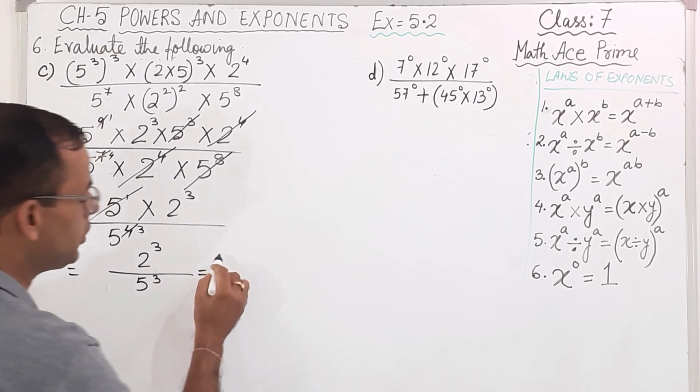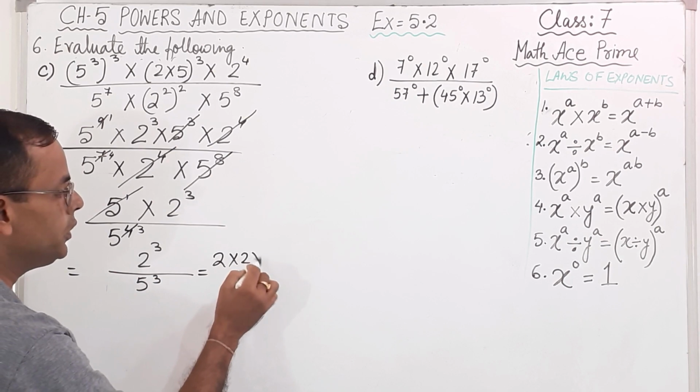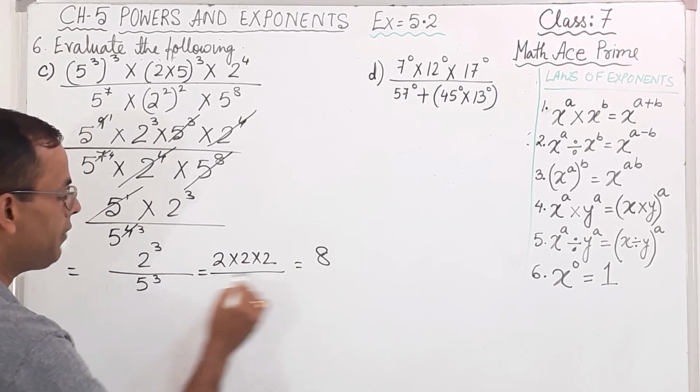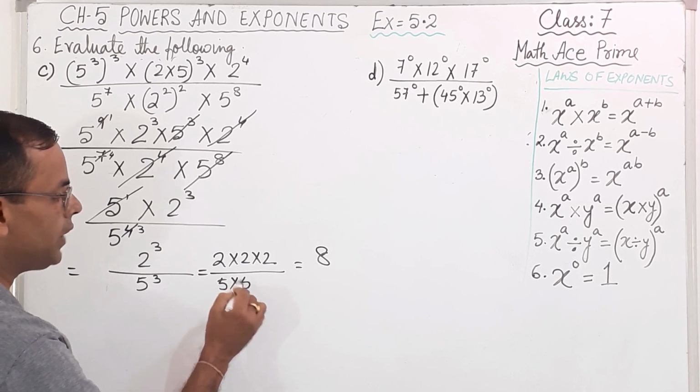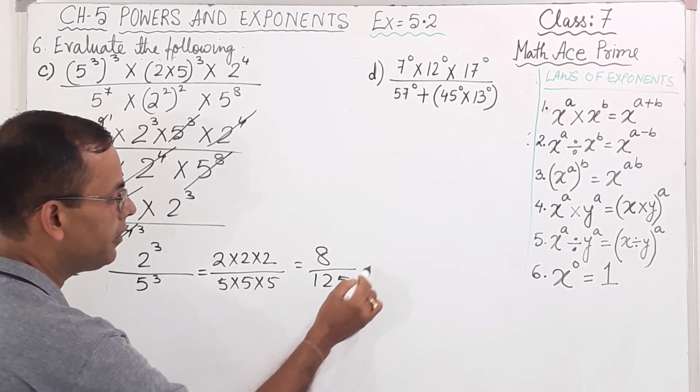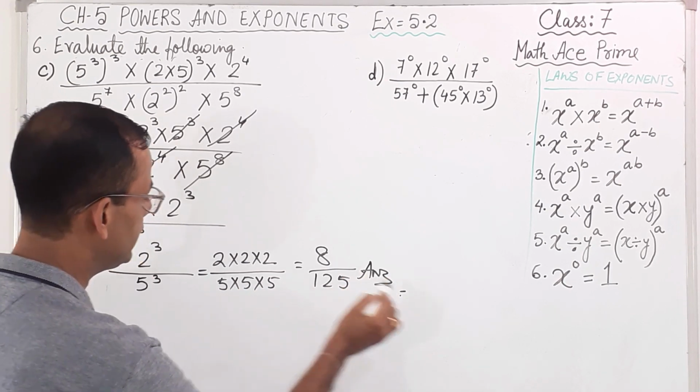Now 2 to the power 3 means what? 2 into 2 into 2. That means how much? 8. And 5 to the power 3 means what? 5 into 5 into 5. That means 125. And this is the answer. Clear no?